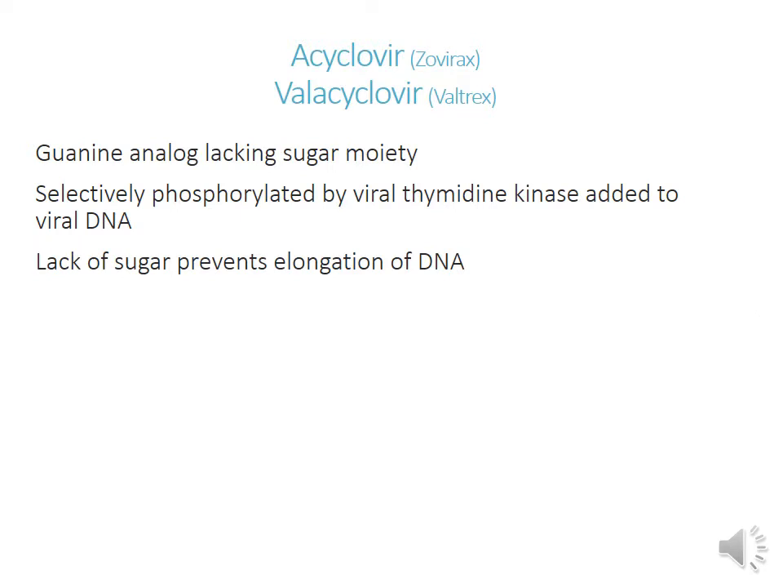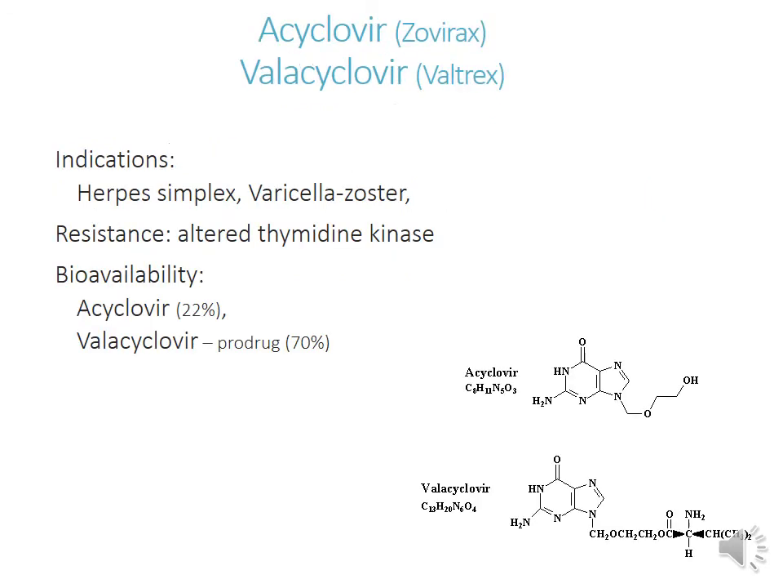So again, acyclovir and valacyclovir, Zovirax and Valtrex, respectively. These are going to be guanine analogs. But again, they're lacking that sugar moiety, so that way they cannot continue to add on to that within the virus itself. So again, it's going to lead to eventual viral death. Big indications for this are going to include herpes simplex and varicella zoster.